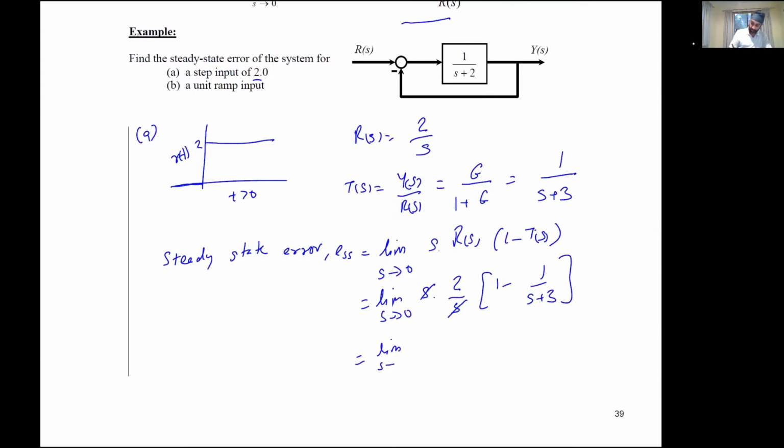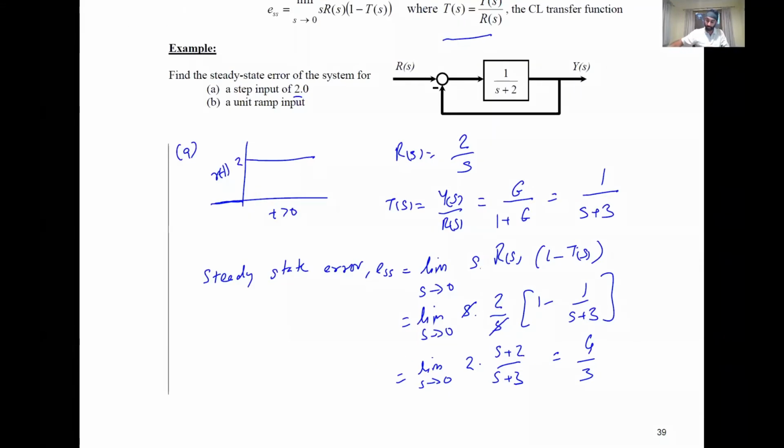We end up getting limit s tending towards 0, 2 times (s plus 2) over (s plus 3). Now, since there is no s in the denominator, this is not an indeterminate system, we can simplify this as 4 over 3 by replacing s with 0. Therefore, in this case, the steady state error is equal to 4 divided by 3.